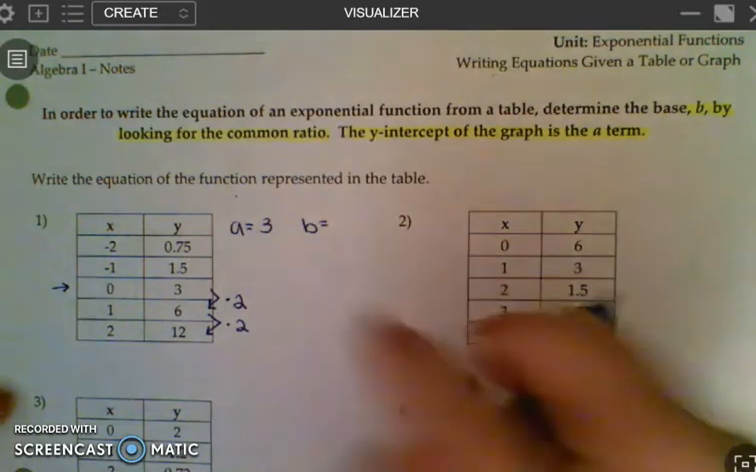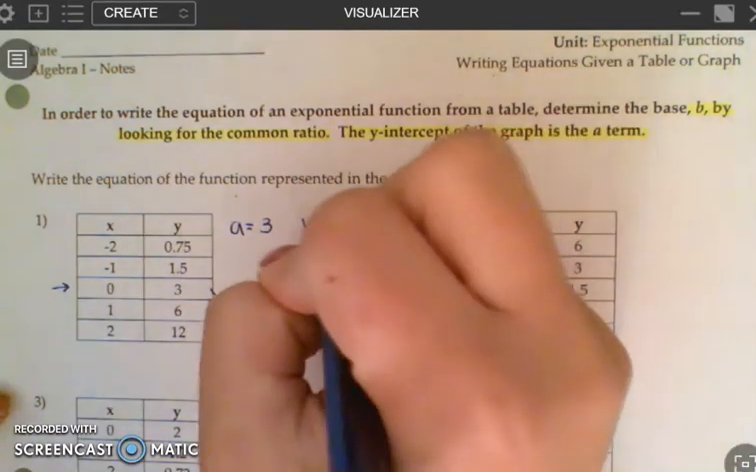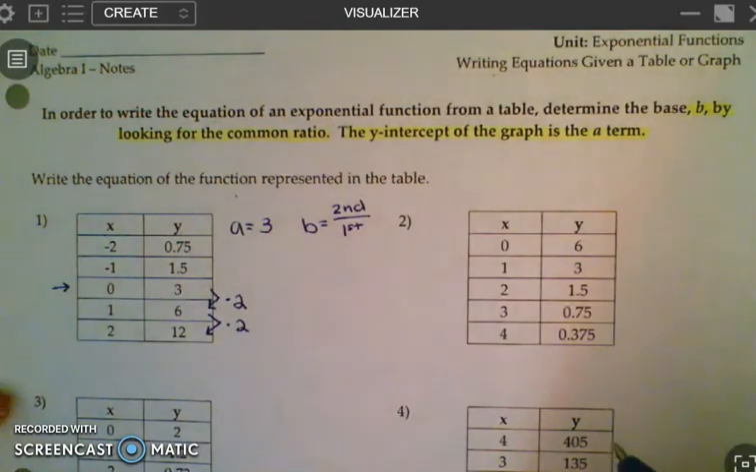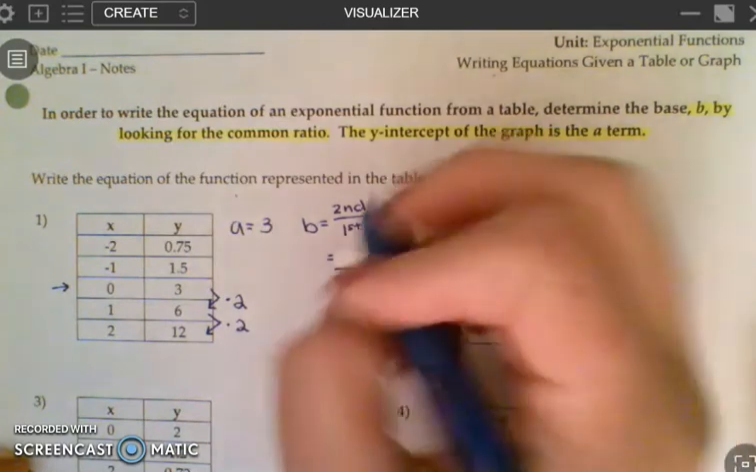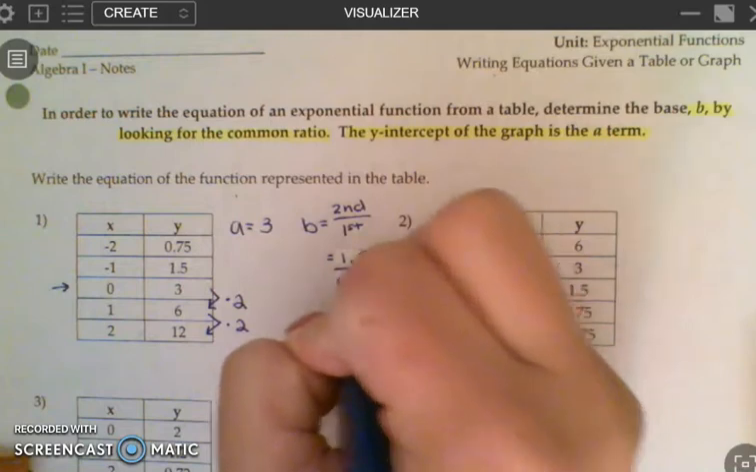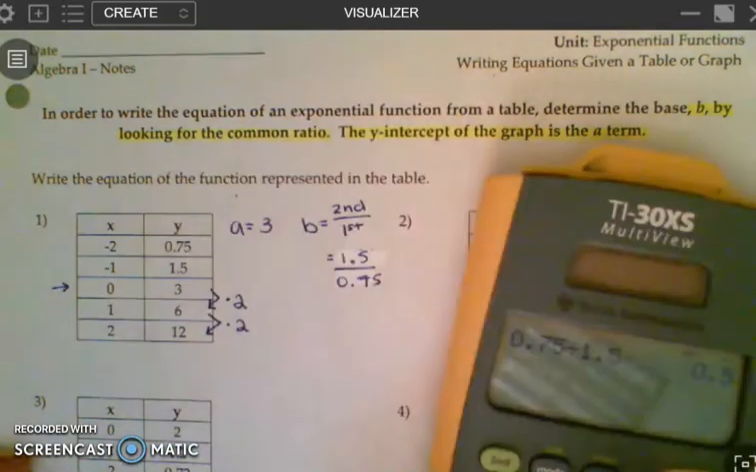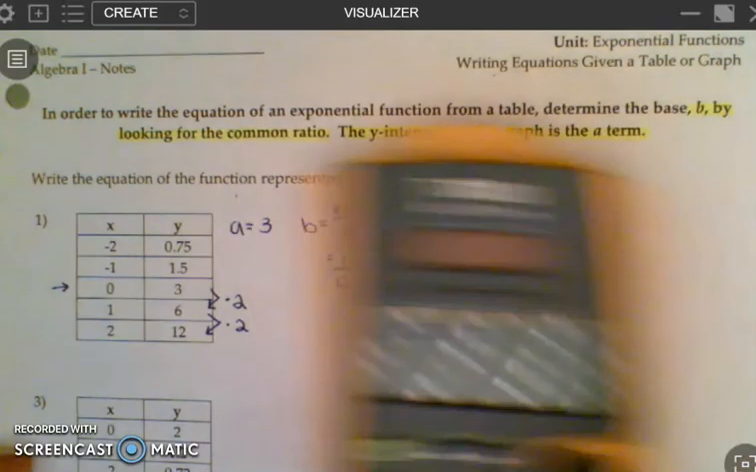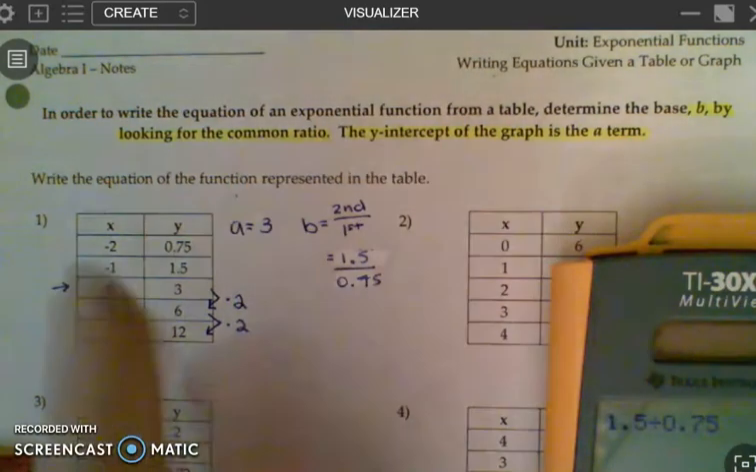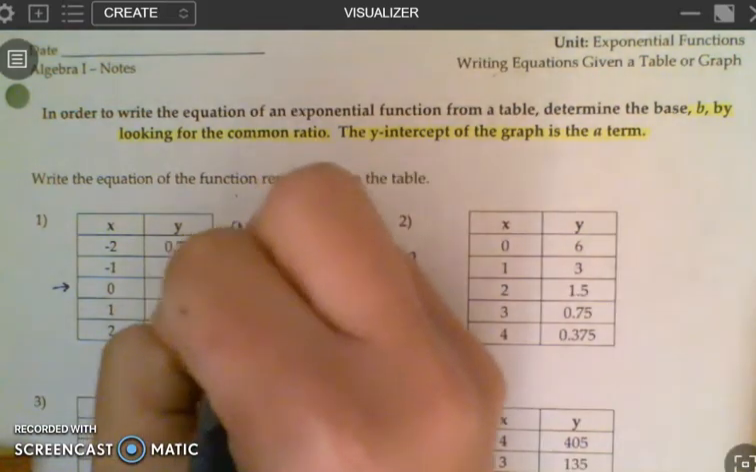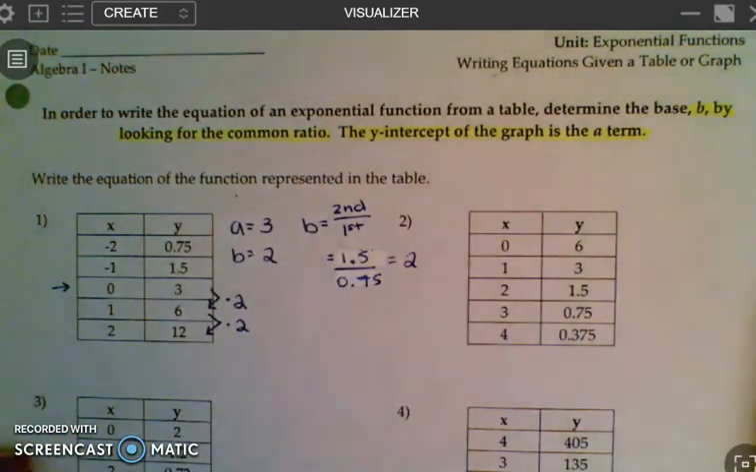If you ever get stuck on finding the base, you're going to take your second and divide by the first. So in this case, the second is 1.5. The first is 0.75. I know they're ugly numbers, but that's why we have a calculator. So I'm going to do 1.5 divided by 0.75, and I get 2, which is exactly what we found here. So our base, our b for this one, is going to be the number 2.